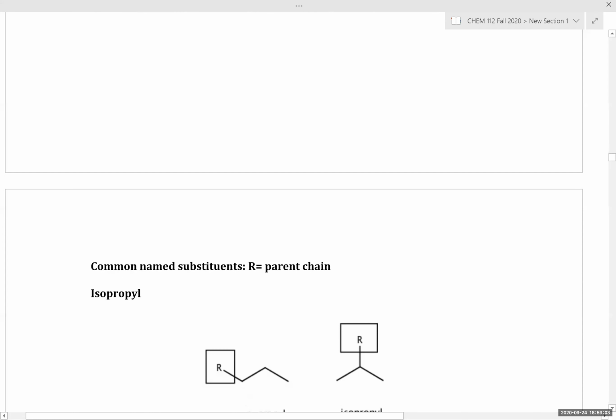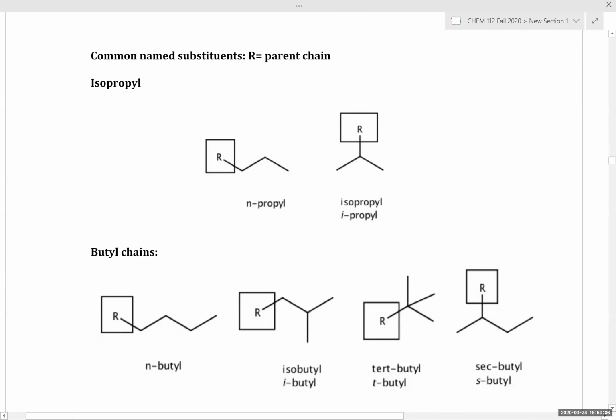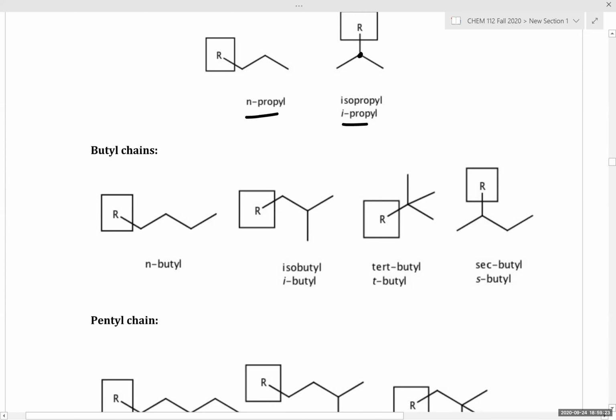and you'll receive full credit. Let's talk about some common named substituents just as a refresher. So propyl and isopropyl, if your main chain is attached at the second carbon in your propyl chain, we call this an isopropyl side chain. Butyl chains, n-butyl, attached at the main position. You don't have to indicate that it's n, you just say butyl. Isobutyl, it's attached at a primary carbon, but you have another carbon attached so that you have a tertiary carbon in the middle. Tert-butyl, your substituent is attached at the tertiary carbon. Sec-butyl, it's attached at a secondary carbon.